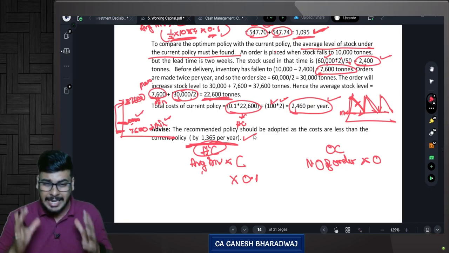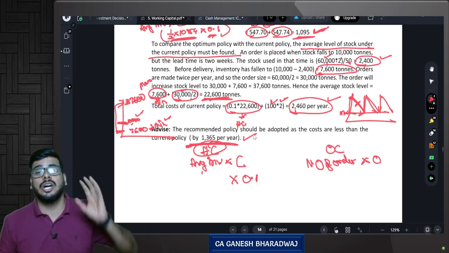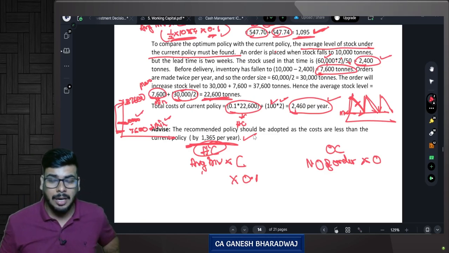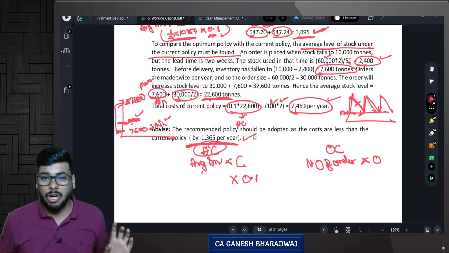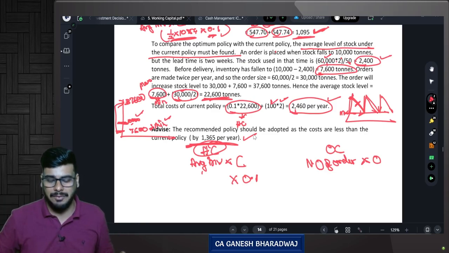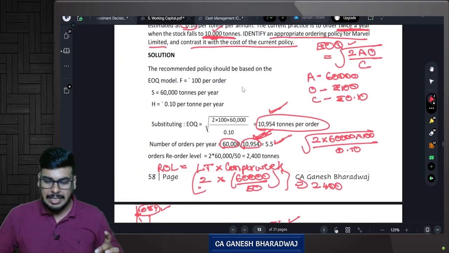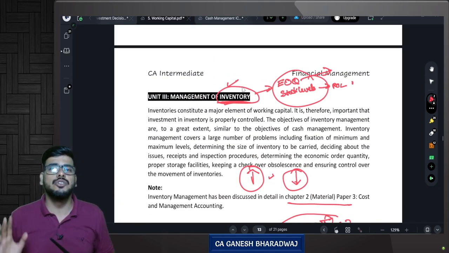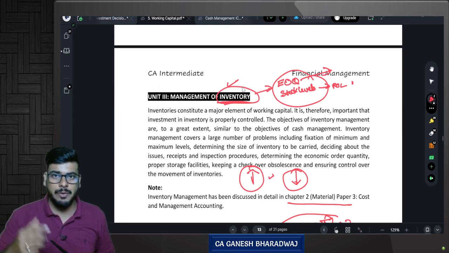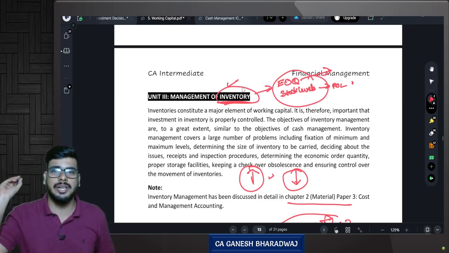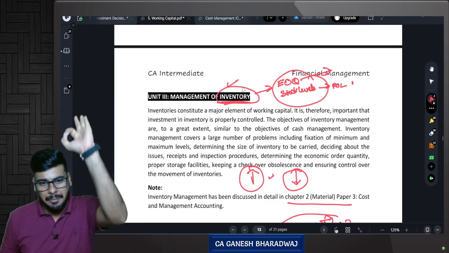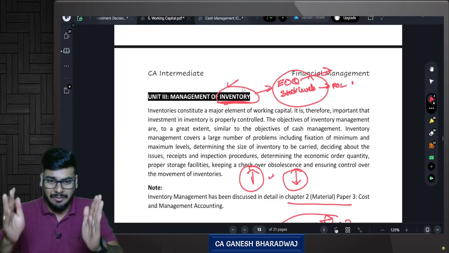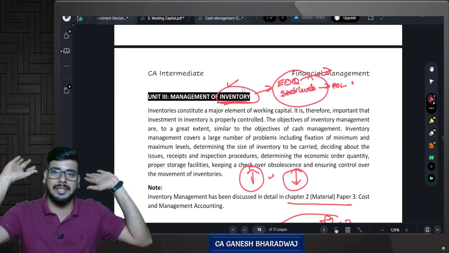Are you clear with this? Technically, this entire discussion is not even pertaining to financial management. It is an exact copy paste of your costing. In fact, in the new syllabus, what they have done is, in the old syllabus, at least they had mentioned all these things and given some illustration. In the new syllabus, from May 2024 onwards, they have just mentioned in a single line, refer to the material cost chapter in your costing.